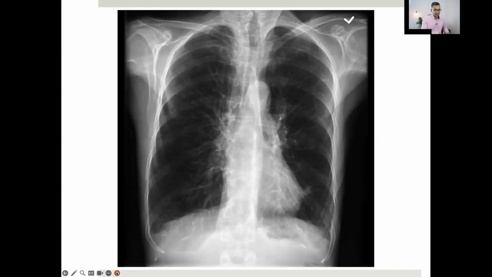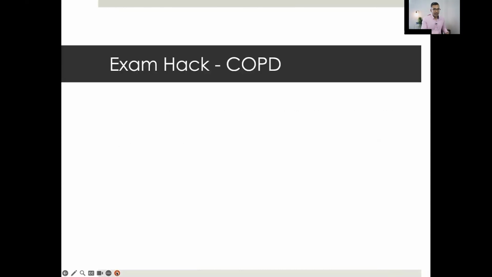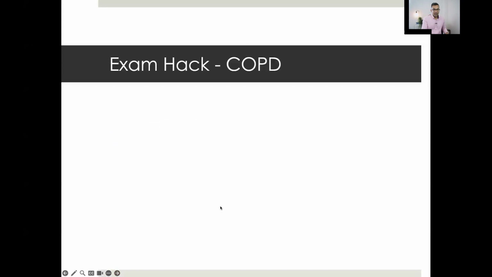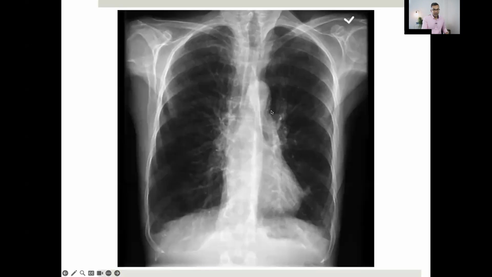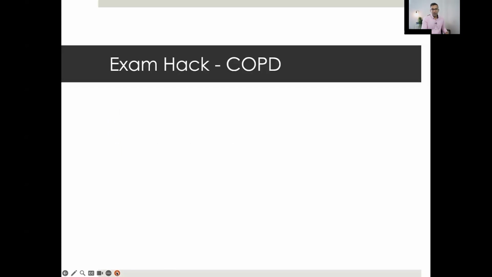I'm not entirely sure. No, that's all right. We've got marked hyperinflation, flattening of the diaphragm, COPD. I'm looking for hyperinflation or barrel chest. If you had the lateral view, you'd see that. And I might look for pulmonary hypertension, so a dilated pulmonary trunk, but there isn't one in this image, which would be out here. And I feel like these are things that we might not have necessarily looked for before.